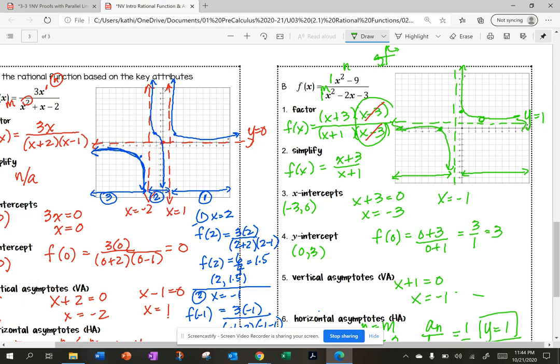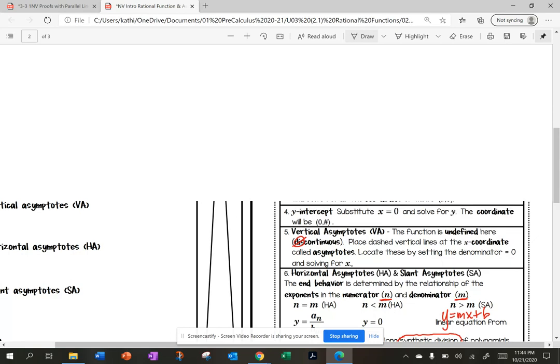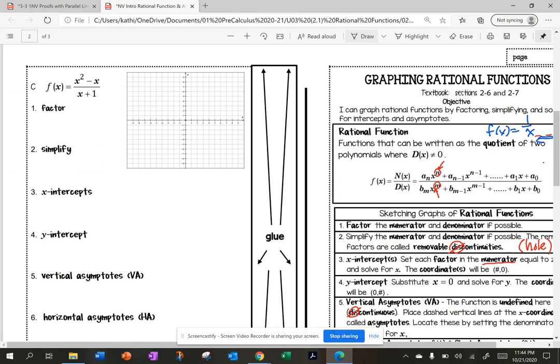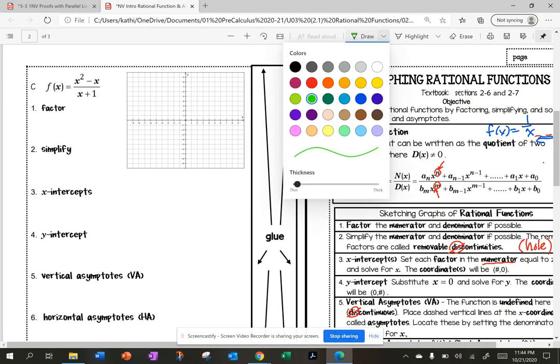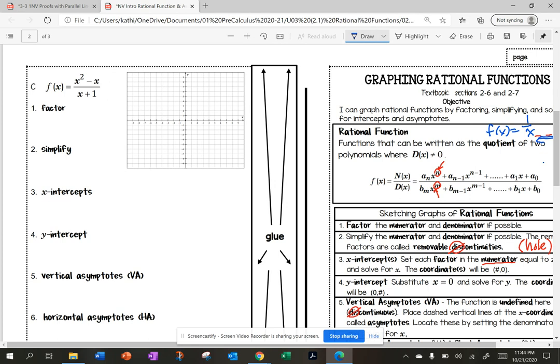Okay, so last one with a slant asymptote. Let's do one more example. Okay, first step is factor. So I can take out the greatest common factor in the numerator. So this is f of x equals x times (x minus 1) over (x plus 1). I have nothing to simplify, so this does not apply.